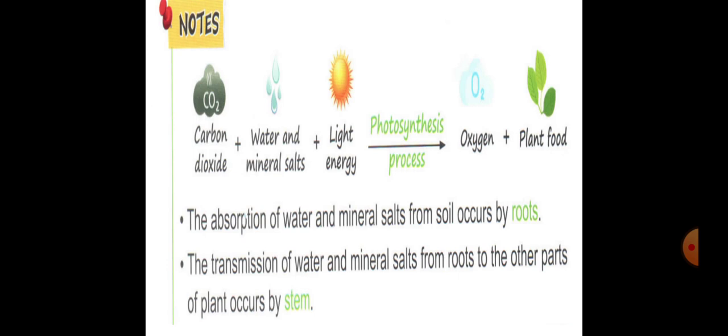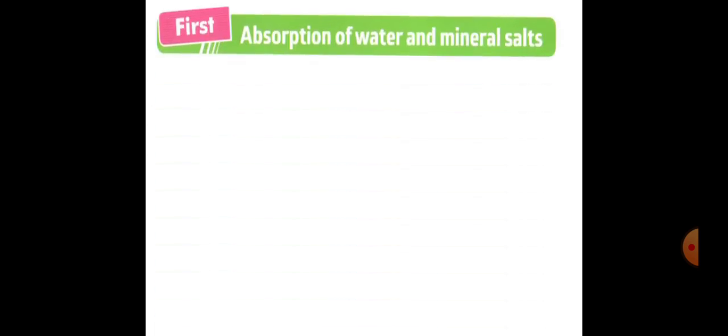So, carbon dioxide plus water and mineral salts plus the light energy, by the photosynthesis process, form oxygen and the plant food. The absorption of the water and the mineral salts from the soil occurs by roots, and the transmission of the water and the mineral salts from the roots to the other parts of the plant occurs by the stem. First, let's talk about the absorption of the water and the mineral salts.